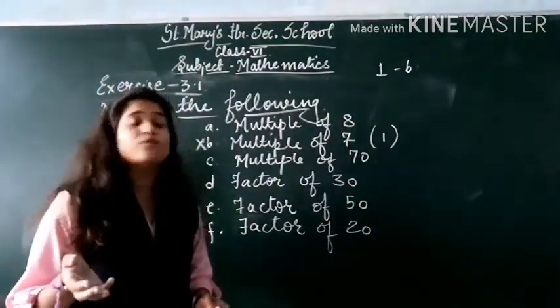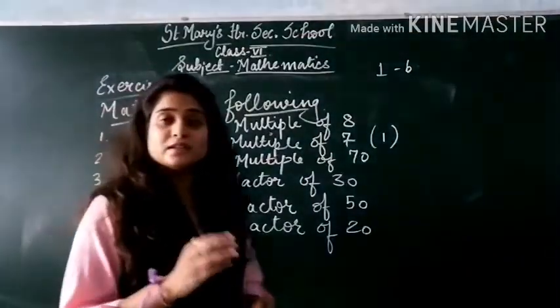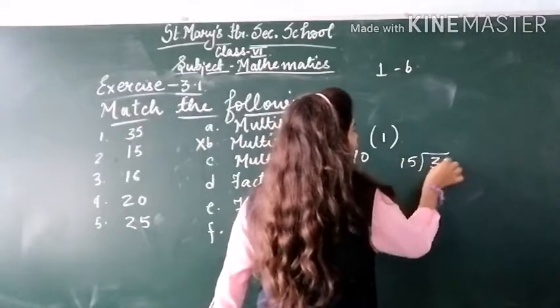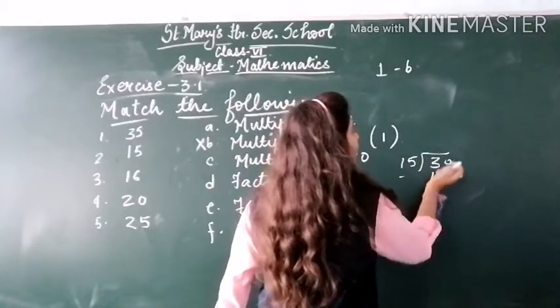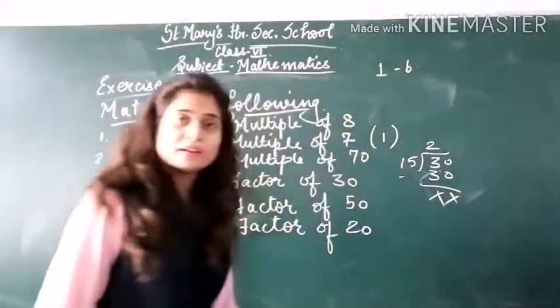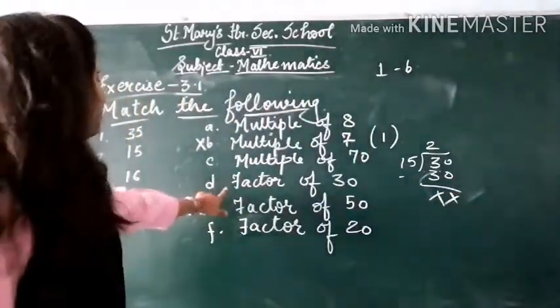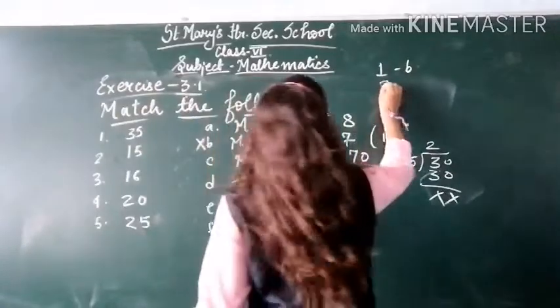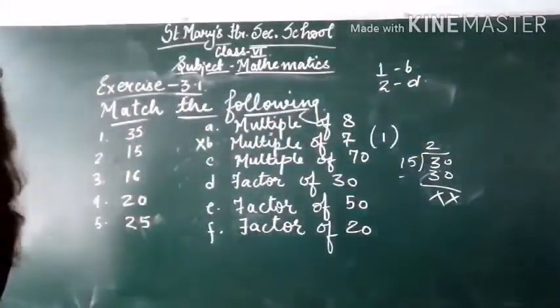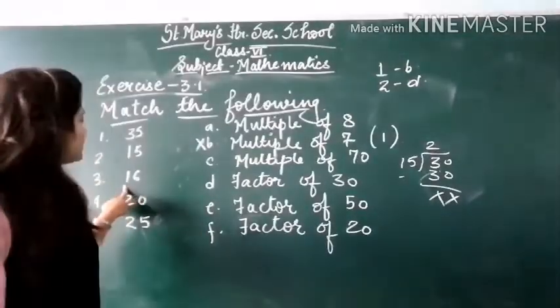15 is a divisor of 30. We can see this. 15 is the divisor of 30. In 15's table 30 comes 2 times. So 15 is the divisor or factor of 30. So factor of 30 is 15. Answer is 2. The answer is D. Second's answer is D.